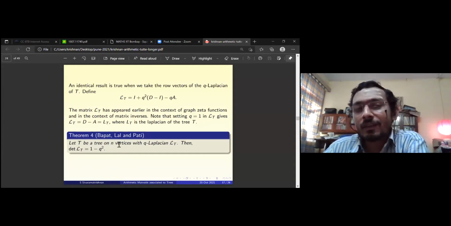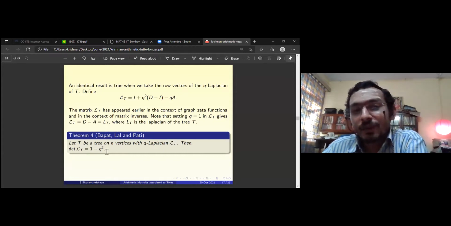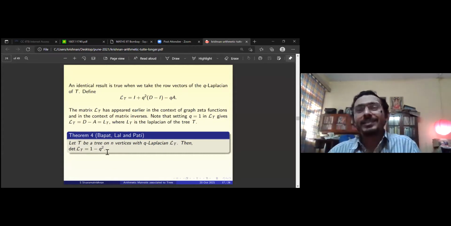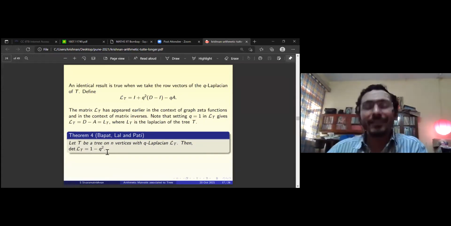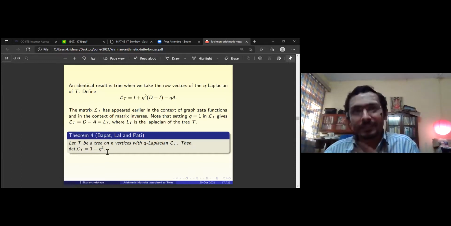If T is a tree on n vertices with Q Laplacian LT, the determinant of LT is 1 minus Q squared. It doesn't even depend on n. Earlier, at least, the determinant value depended on n. This is even more basic. It's just 1 minus Q squared. All that it depends on is whether it's a tree or not. If it's a tree, it is 1 minus Q squared.